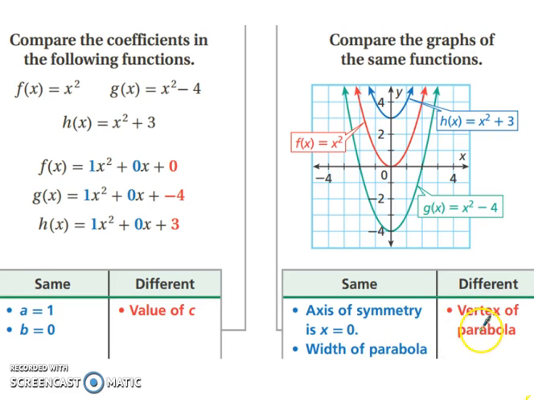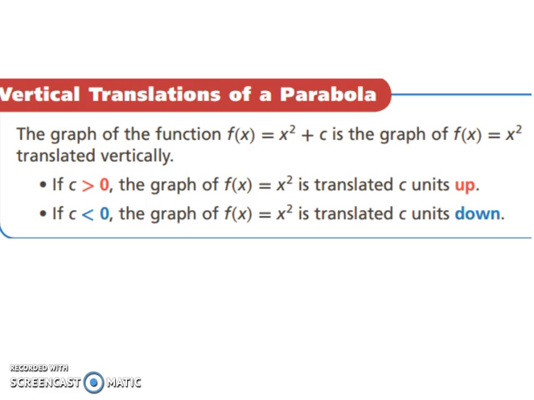The vertex of a parabola, however, changes because your c values change. And since your c values are your y-intercept and your axis of symmetry is still going to be x equals 0, that means the graph is simply going to move up or down. If c is larger than 0, the graph is translated up, whatever that many units was. If c is less than 0, the graph is going to be translated down, whatever the c value was.